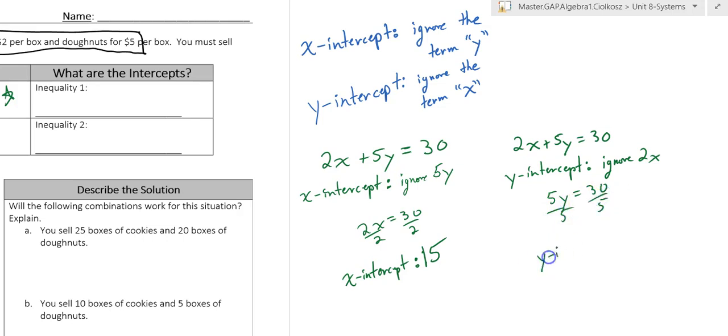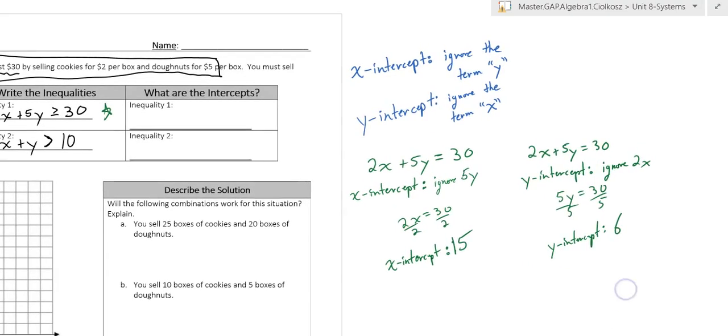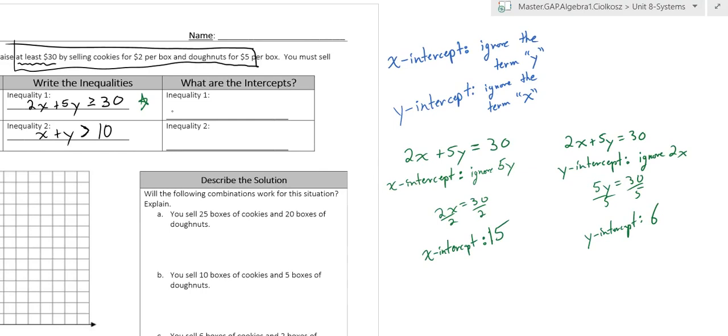Here, if I ignore the 2x, that gives me 5y is equal to 30. That gives me a y-intercept of 6. So for the first inequality, my x-intercept, 15. My y-intercept, 6. Take a minute now and make sure you have that all down. I'm going to erase to do the next inequality.